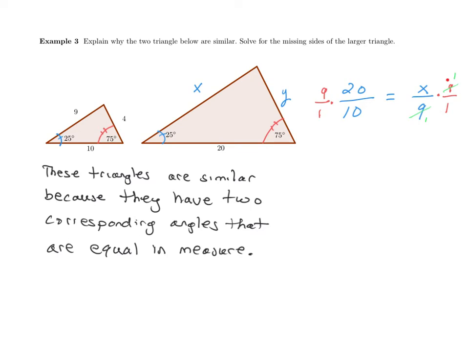So this is x times 1, which is just x. I don't need to write the denominator because it's 1 times 1. Perfect. On the left-hand side, we have x. On the right side, we have 9 times 20 divided by 10. 9 times 20 is 180 divided by 10. And if you divide 10 into 180, you get 18, and that is the length of side x.